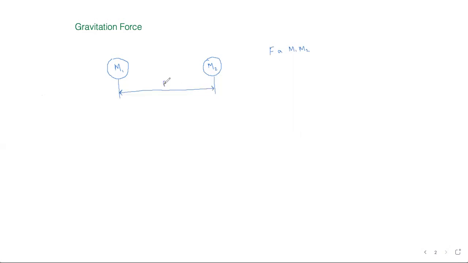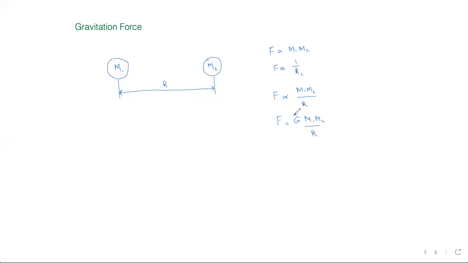For example, r is the distance between these two objects. Then we can say this F is inversely proportional to r square. Now we combine both of these equations, and we find that F is proportional to m1 times m2 divided by r square. That means F is equal to G, the gravitational constant, times m1 m2 divided by r square.